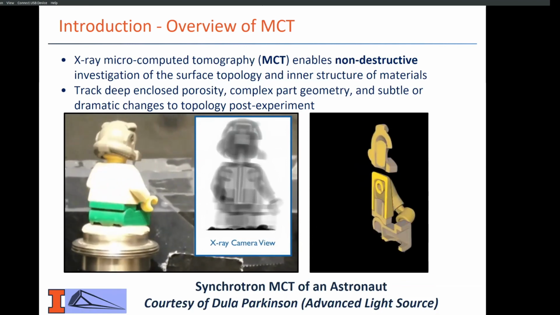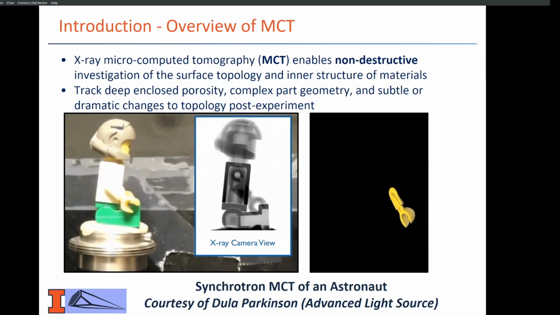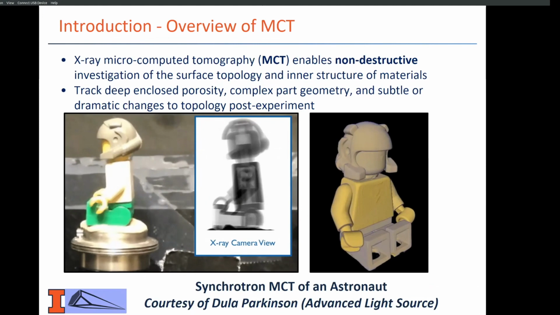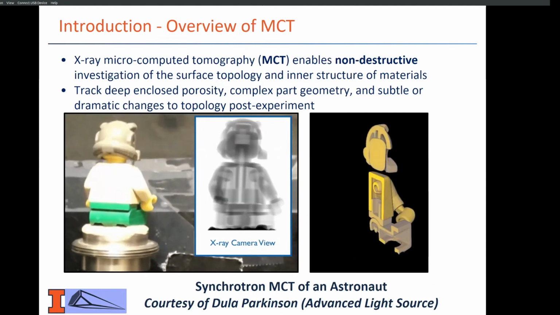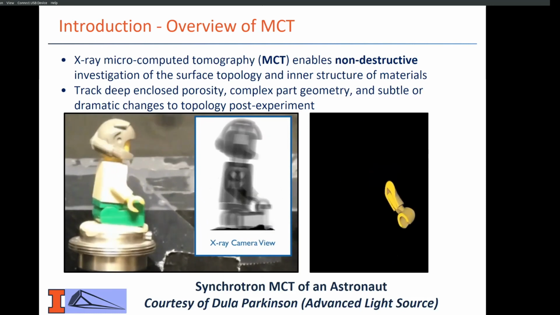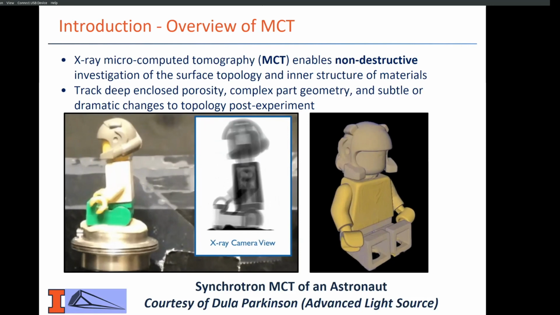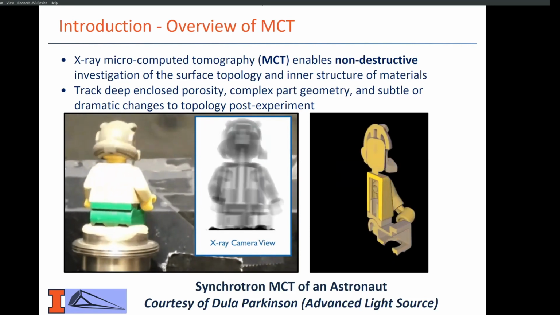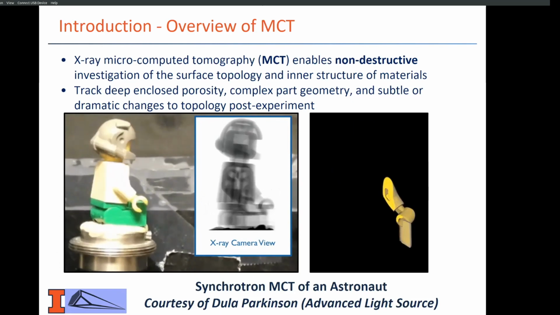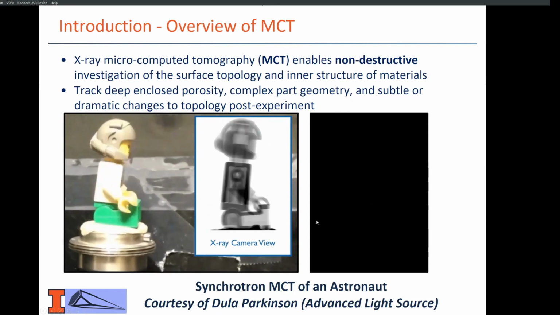X-ray micro CT, or X-ray microcomputed tomography, enables non-destructive evaluation of the inner surface topology of a material. This allows us to track deep and closed porosity, complex part geometry, and subtle to dramatic changes pre and post an experiment. This is a classic canonical video that I'm sure a lot of us have already seen, of an astronaut being scanned at the Advanced Light Source.